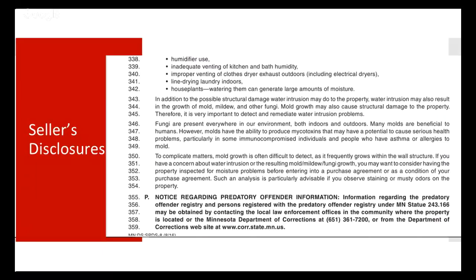In addition to the possible structural damage water intrusion may do to the property, water intrusion may also result in the growth of mold, mildew, or other fungi. Mold growth may also cause structural damage to the property. Therefore, it's important to detect and remediate water intrusion problems. Fungi are present everywhere in our environment, indoors and outdoors. Many molds are beneficial to humans. However, molds have the ability to produce toxins that may have potential to cause serious health problems, particularly in some people. This is basically a little mold disclosure.